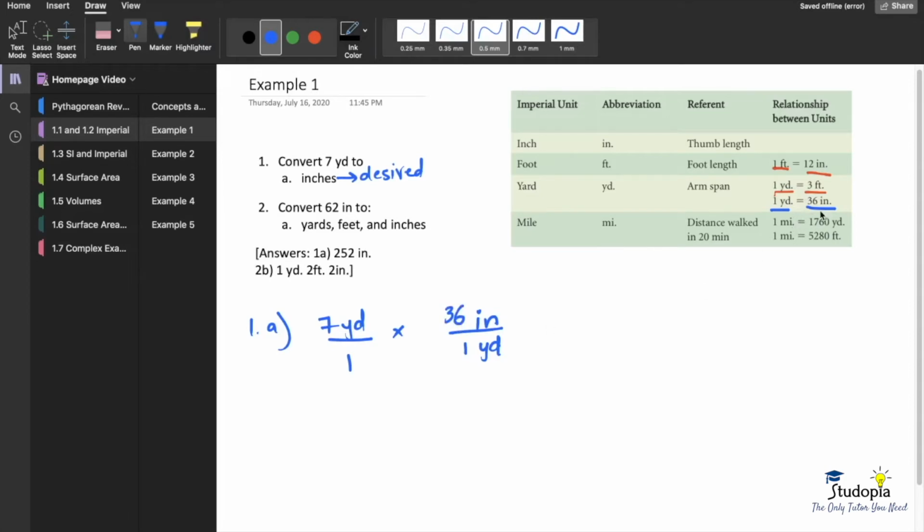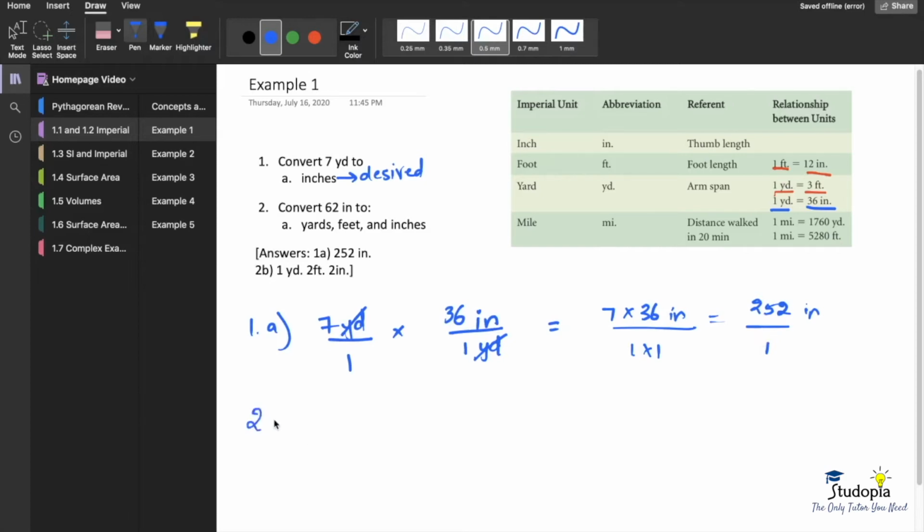Very easy, but don't make a mistake. Make sure you're being consistent with what number needs to go where. So now the yards are going to cancel out, right? And we're left with multiply everything in the numerator and multiply everything in the denominator. So you're going to go 7 times 36 inches. And in the denominator, you just have 1 times 1, which really is just 1. 7 times 36 is going to give you 252 inches. That's the only unit remaining because we were able to cancel out the units we don't need anymore. So your answer should be 252.